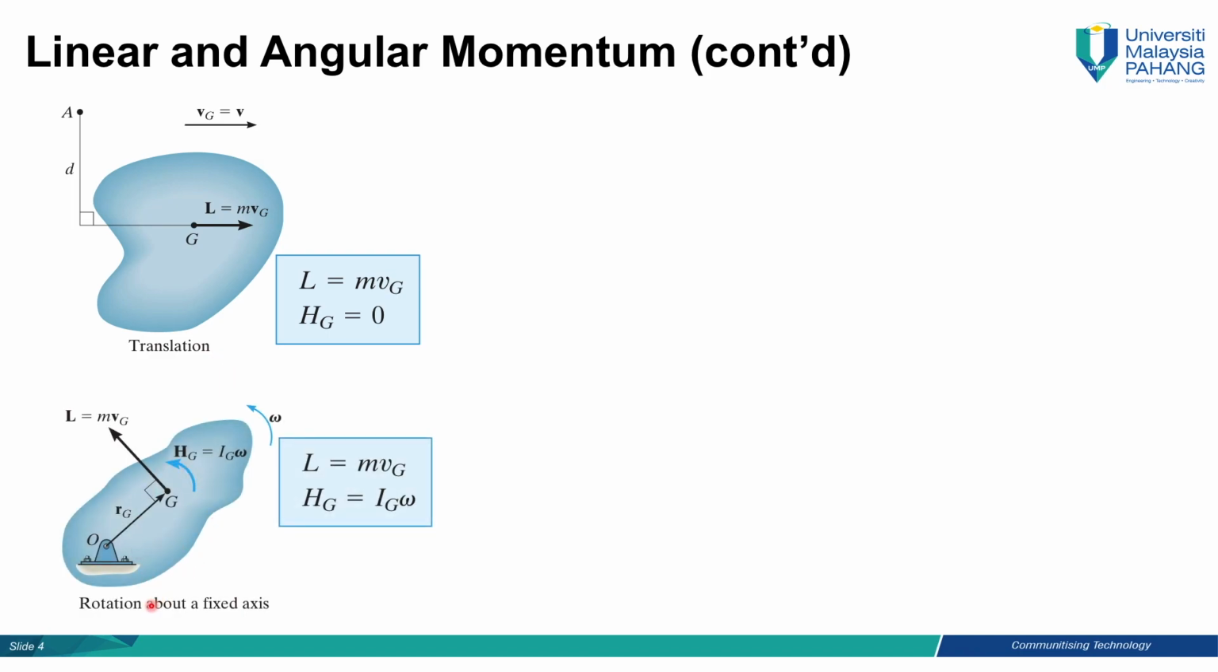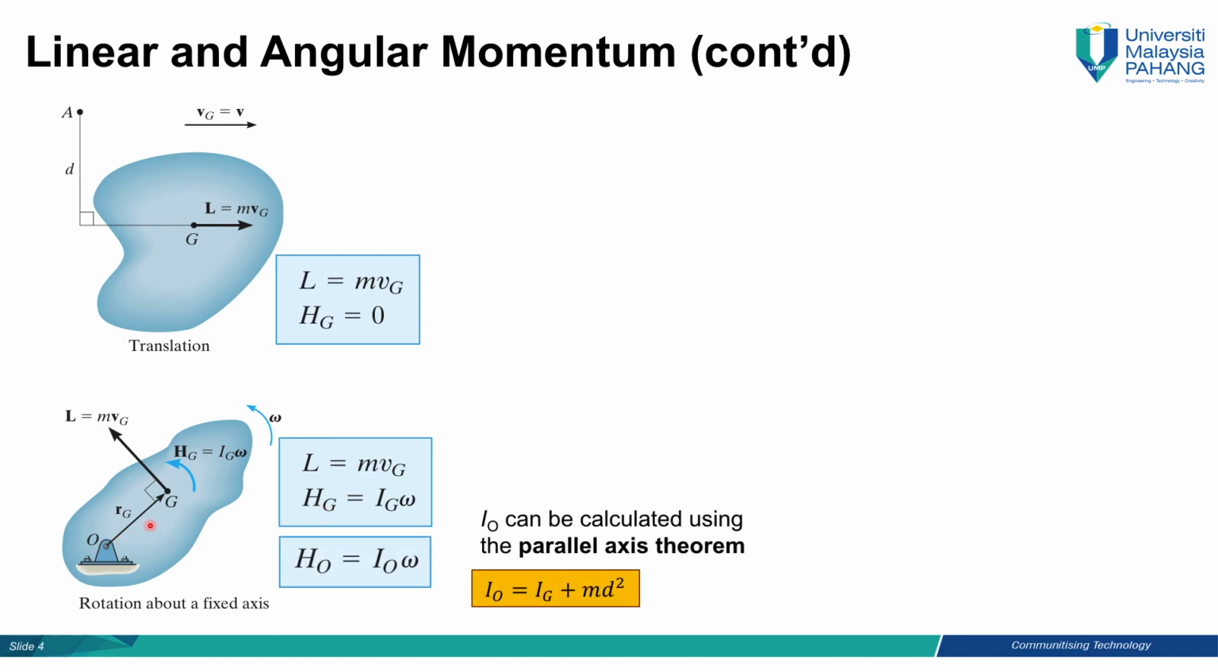If the rigid body is rotating about a fixed axis, of course point G still has a translation, so the linear momentum is still equal to mvG, and the angular momentum about G is equal to IG omega. Now we can also calculate H about point O. Therefore, HO is equal to IO omega. Now IO is the mass moment of inertia about point O, which can be calculated using the parallel axis theorem.